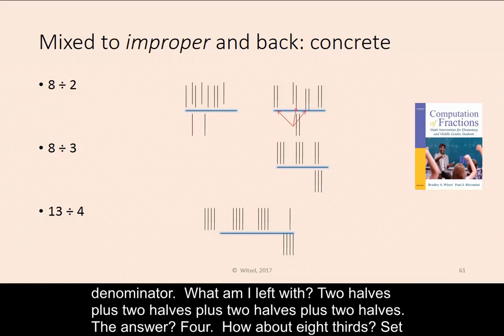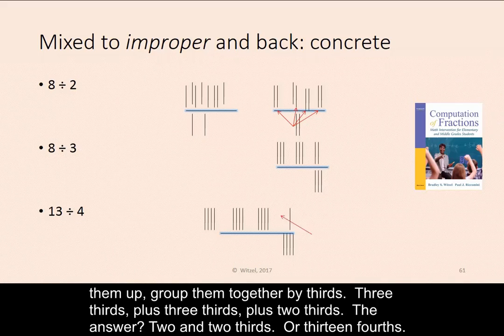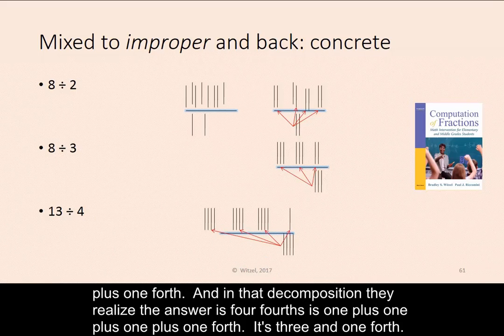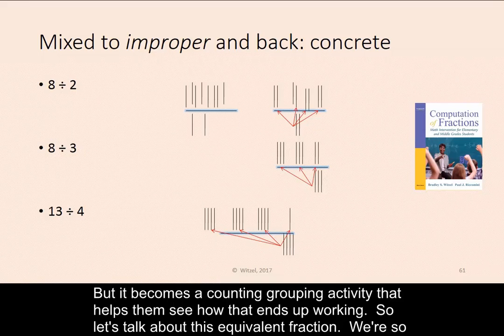Set them up, group together by thirds. 3/3 plus 3/3 plus 2/3. The answer? 2 and 2/3. Or 13/4, right? Grouping together by that denominator because it owns everything. You end up with 4/4 plus 4/4 plus 4/4 plus 1/4. And in that decomposition, they realize the answer is 4/4 is 1 plus 1 plus 1 plus 1/4. It's 3 and 1/4. But it becomes a counting grouping activity to help them see how that ends up working.